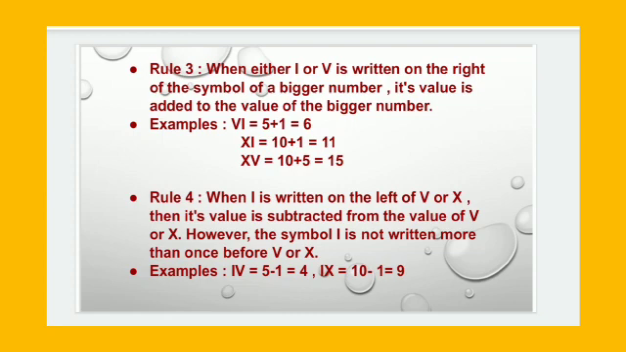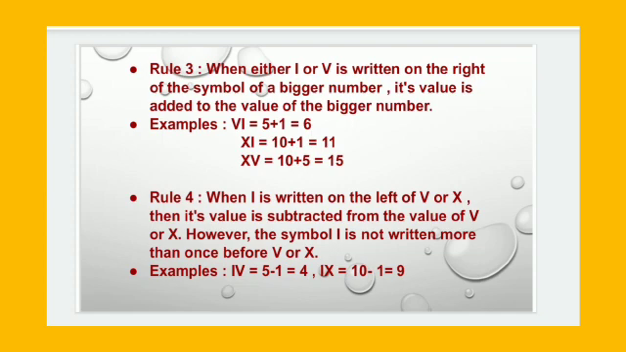11. 11 means 10 plus 1. That means X plus I. So hence in Roman numerals we have written XI as 11. Okay. Third example. 15. 15 is what? 10 plus 5. So in Roman numerals, for 10 we use the numeral X, and for 5 we use the numeral V. Hence 15 is written in Roman numerals as XV.